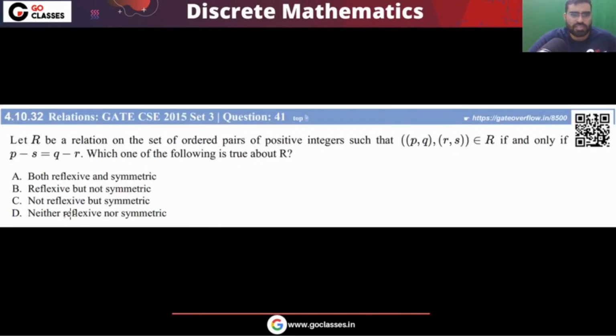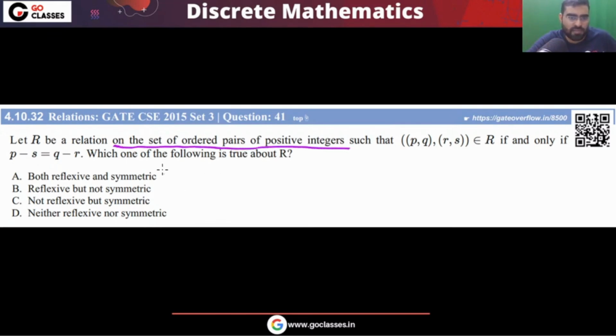Now let's see this question, this GATE Computer Science 2015 question. So let's see this one. Relation R on set of ordered pairs. Okay, what is the base set? First of all, you tell me what is the base set. Look at this. On the set of ordered pairs of positive integers.